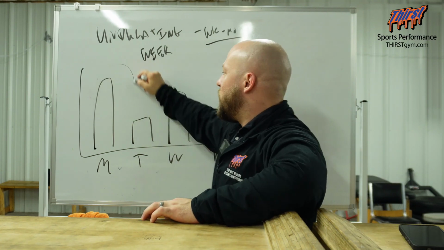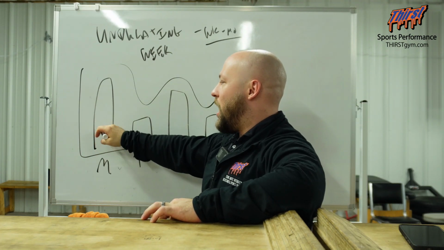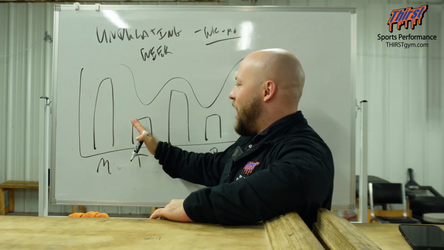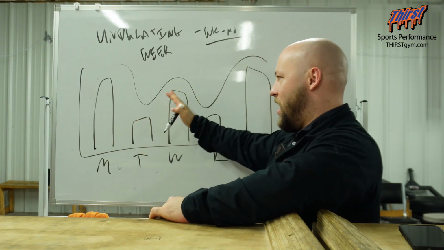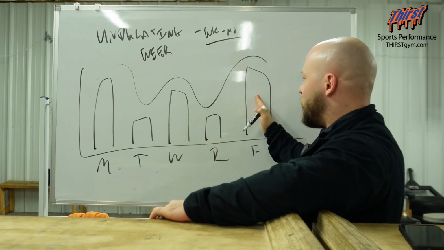So you can tell that things are fluctuating over the course of the week. So when our volume is high, that means our intensity is low. But on the following day, we might have a lower volume, higher intensity-based day, and then a medium, again, lower volume, and then a higher volume.